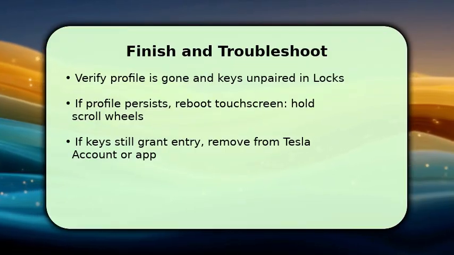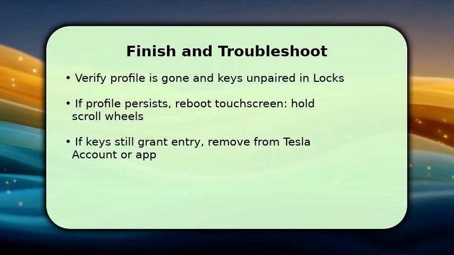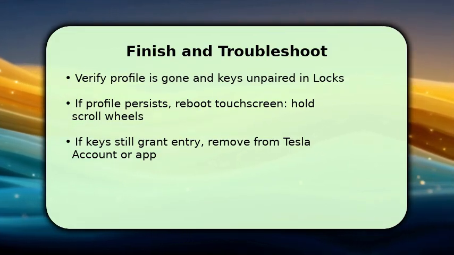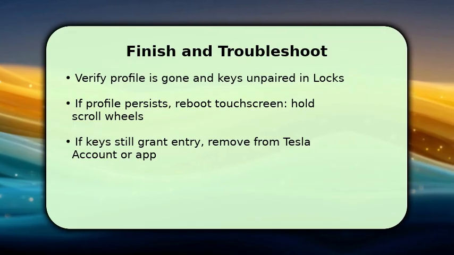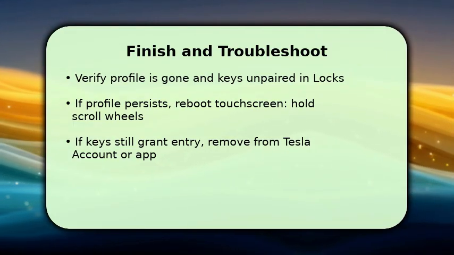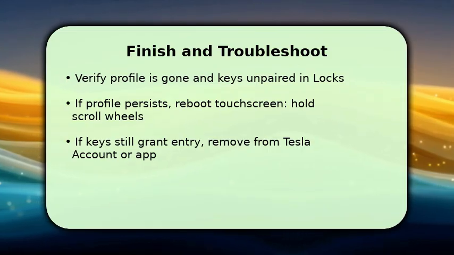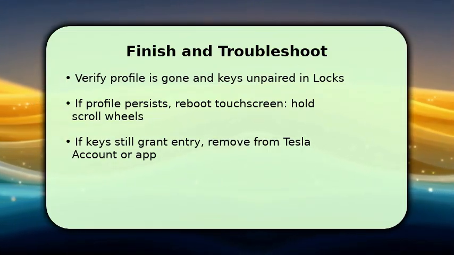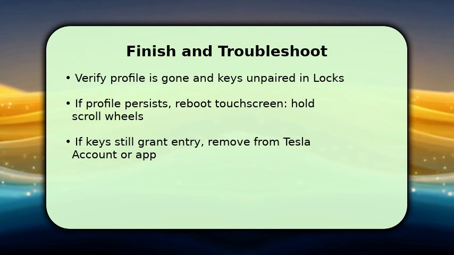If the profile still shows, perform a quick touchscreen reboot by holding both steering wheel scroll wheels until the display restarts, then recheck. If a phone key still grants entry, remove it from your Tesla account or the mobile app to revoke access. This step is the final safeguard when deletion from the car doesn't cascade to cloud-linked keys.